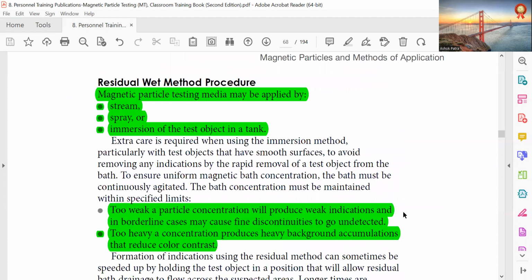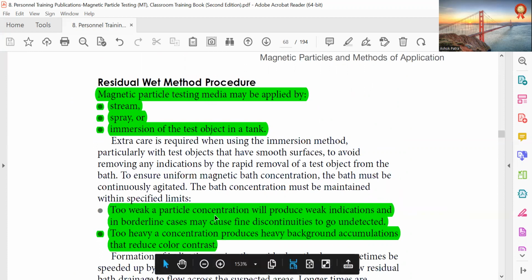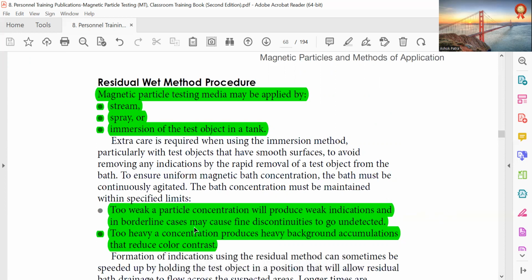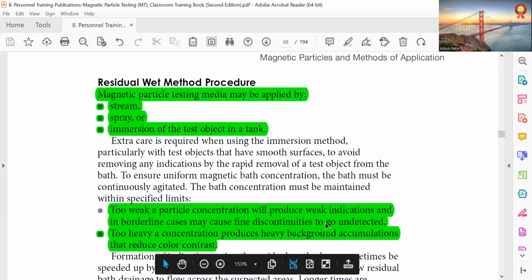So, the residual wet method. Magnetic particle testing media may be applied by stream, spray, or immersion of the test object in a tank. Too weak a particle concentration will produce weak indications, and in borderline cases may cause fine discontinuities to go undetected. Too heavy a concentration produces heavy background accumulation and reduces color contrast.